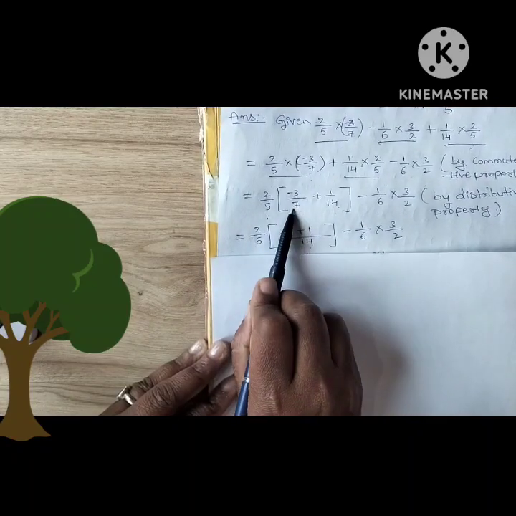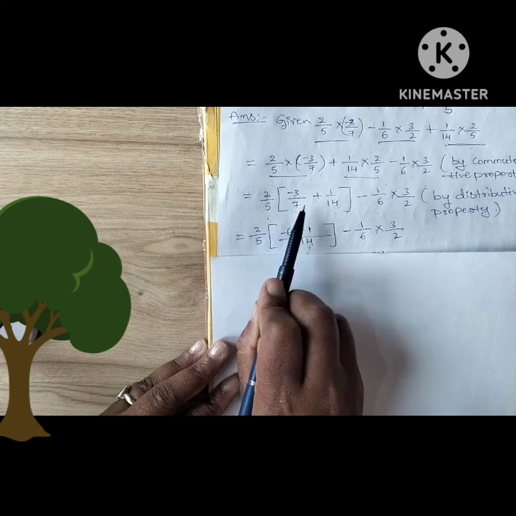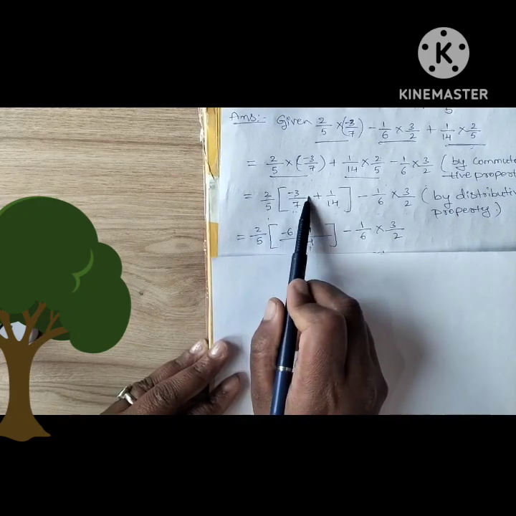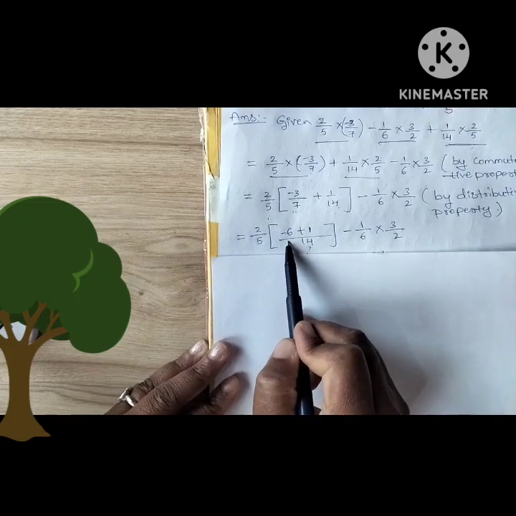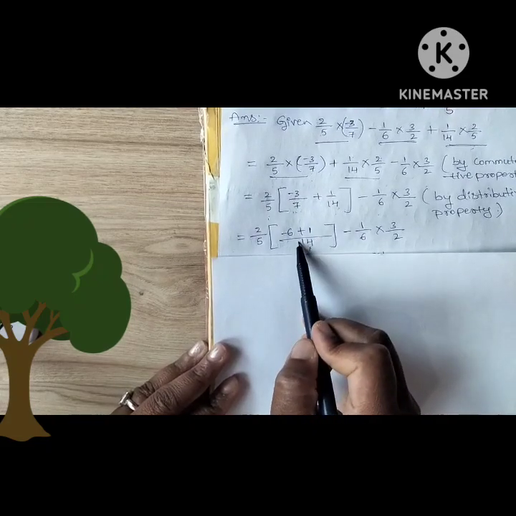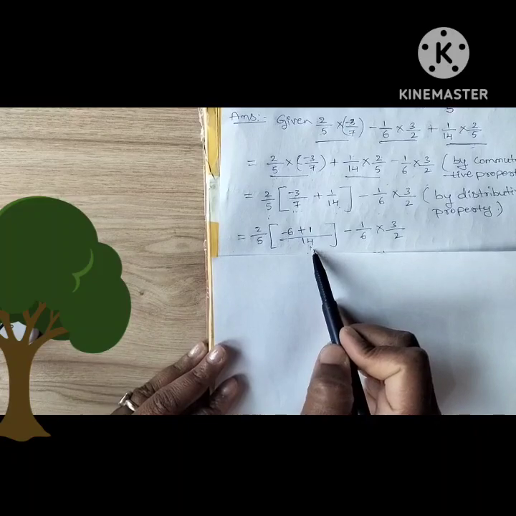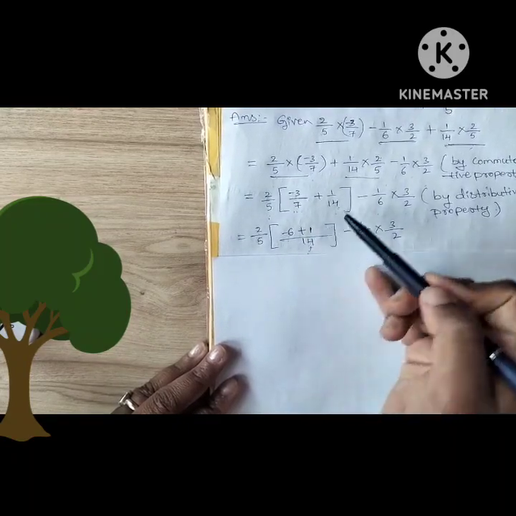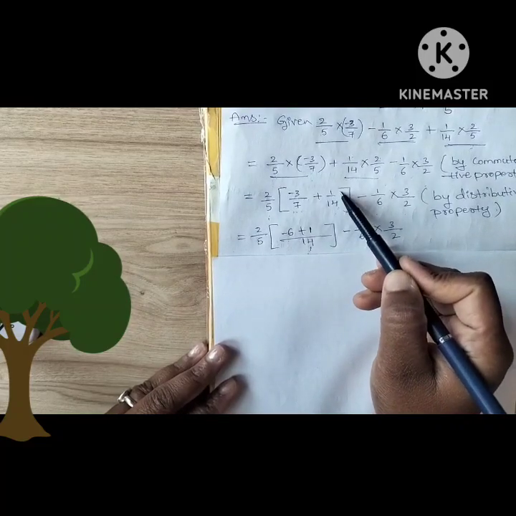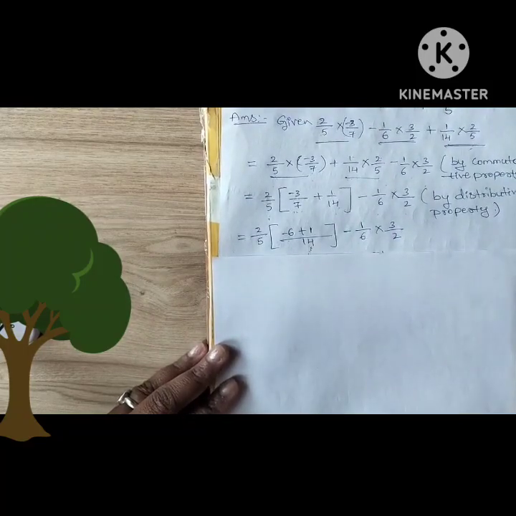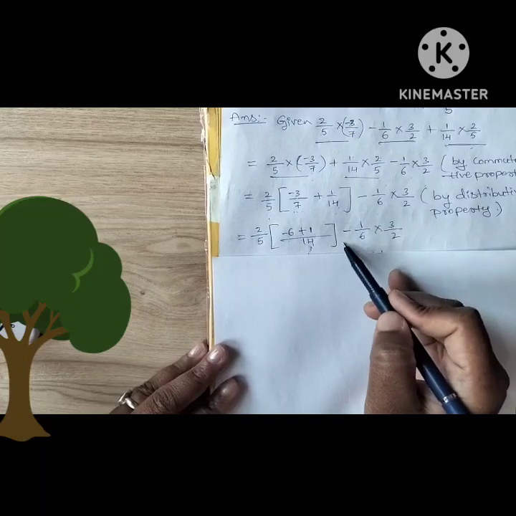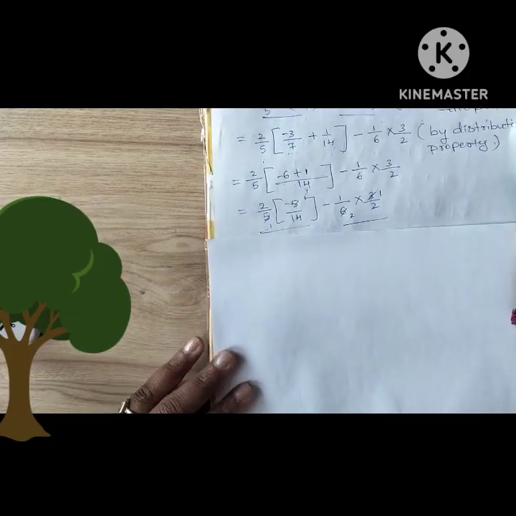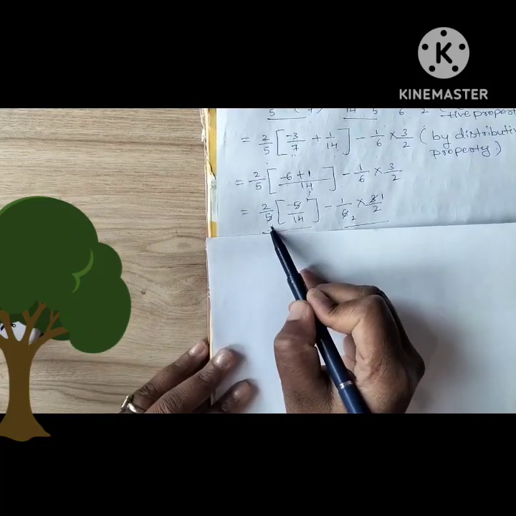If we divide 14 by 7, 7 twos are 14. We will get 2. Multiply that 2 into the numerator minus 3. 2 into minus 3 is minus 6. Again, plus is written as it is. 14 ones are 14. Here 14 is here. Here also 14 is here. Right? Numerator plus 1 as it is. Okay. Next, minus 1 by 6 into 3 by 2.